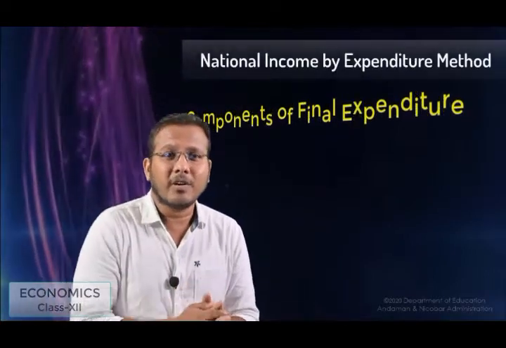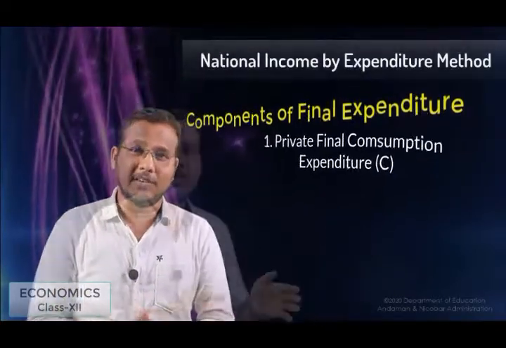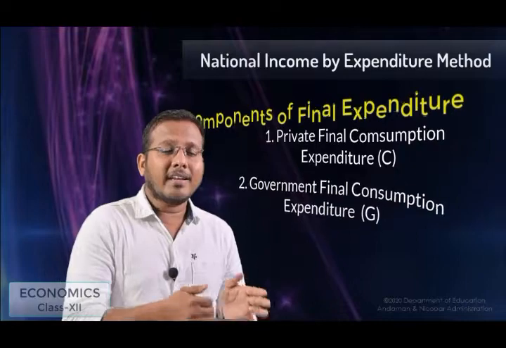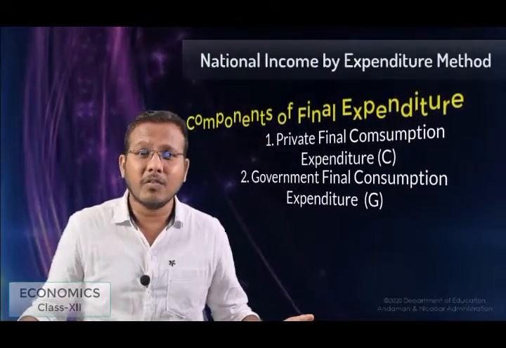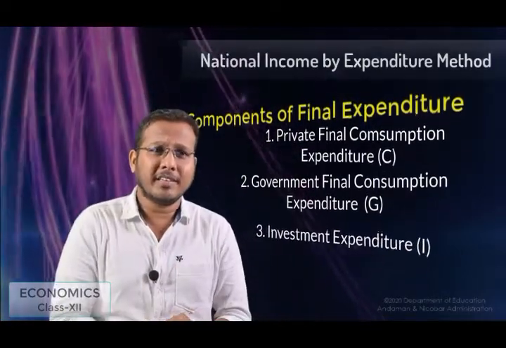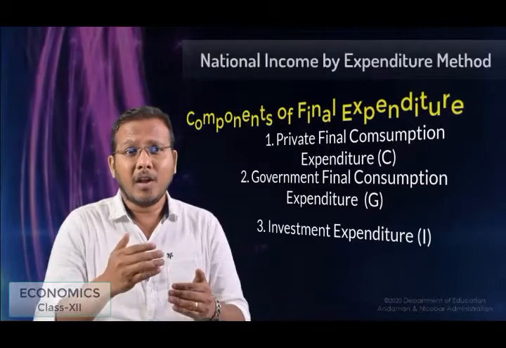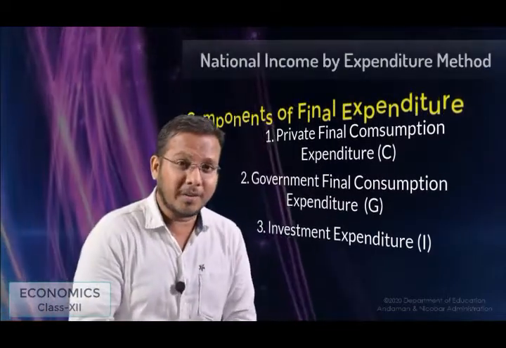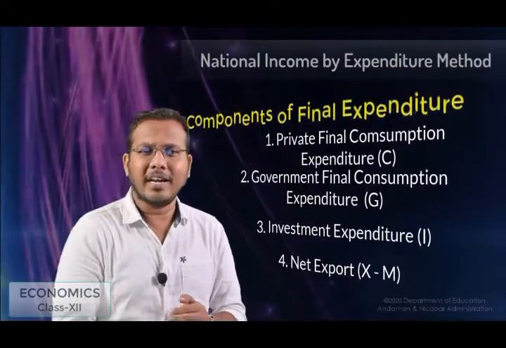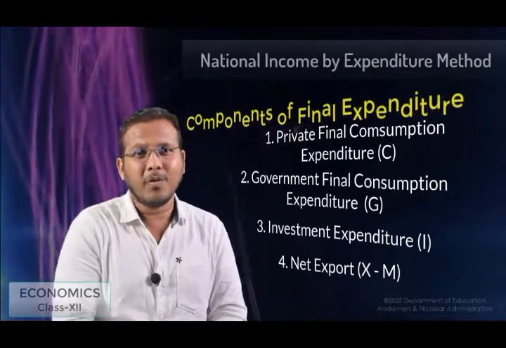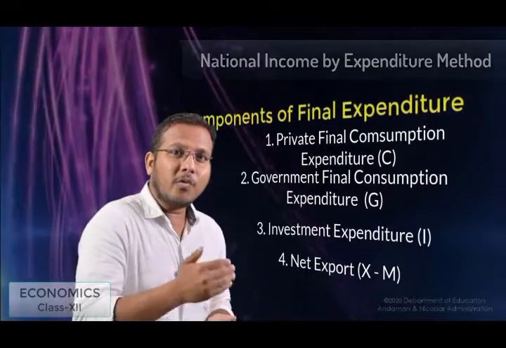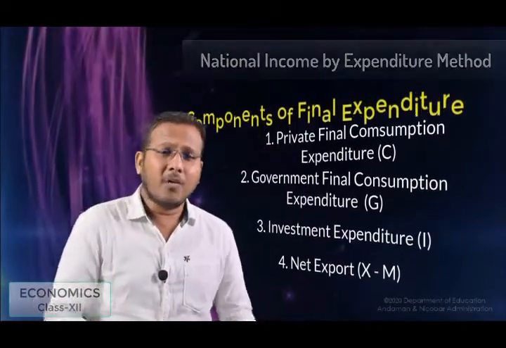The first thing is the private final consumption expenditure, which is called the value of C. Next is the government final consumption expenditure, and it gives the value of G. G stands for government. And the third one is the investment expenditure, that is the value of I. Along with these three, we have one more expenditure. We have to add the expenditure made on export and import, that is the value of net export, which can be found with the help of X minus M. So by adding all these four components together, we get the value of final expenditure.